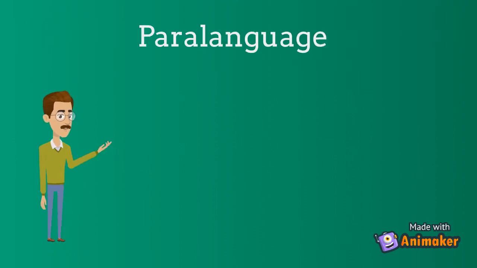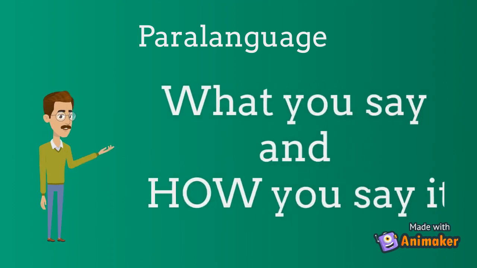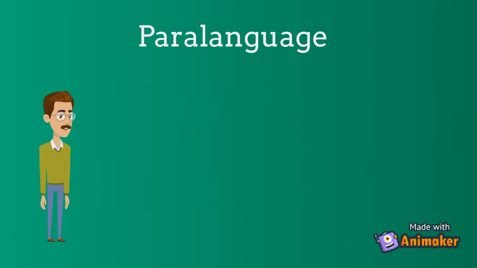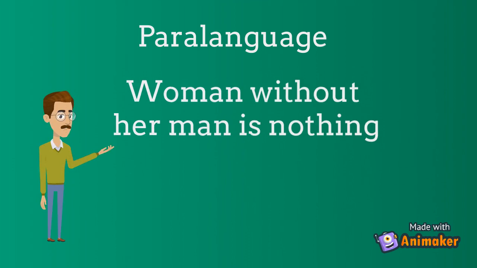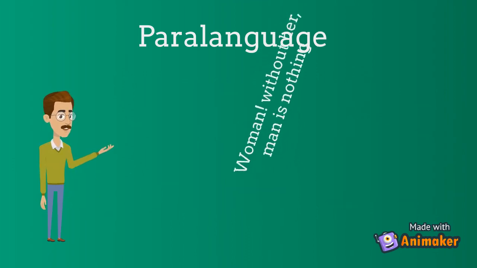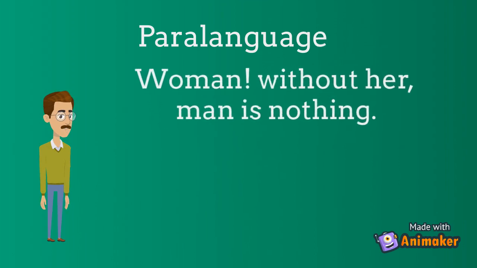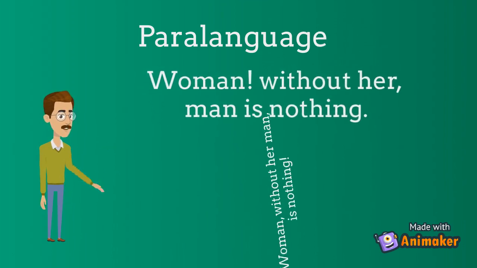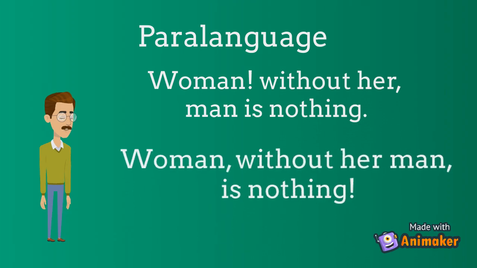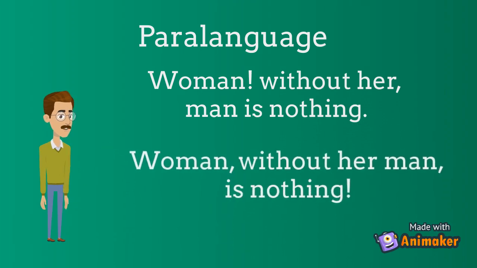Let's understand paralanguage: what you say and how you say it. Let's look at a sentence. Woman without her man is nothing. How you say it is important. Woman without her man is nothing. Or it can be said as, woman without her man is nothing.